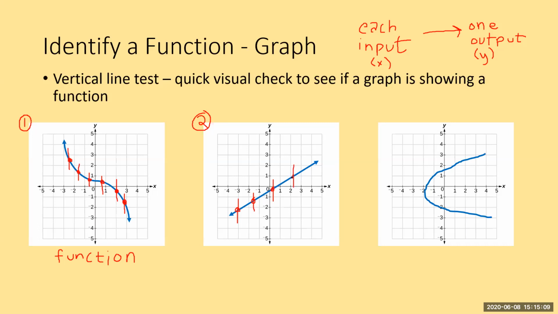So you can see here that anywhere I draw a vertical line along this graph, I'm only ever going to intersect or cross the graph at a single point. So we would say that this graph passes the vertical line test, which means it is a function.